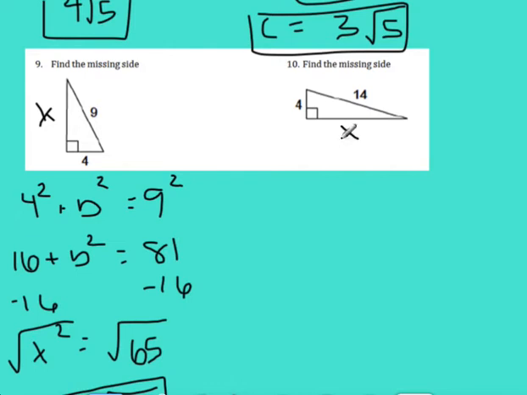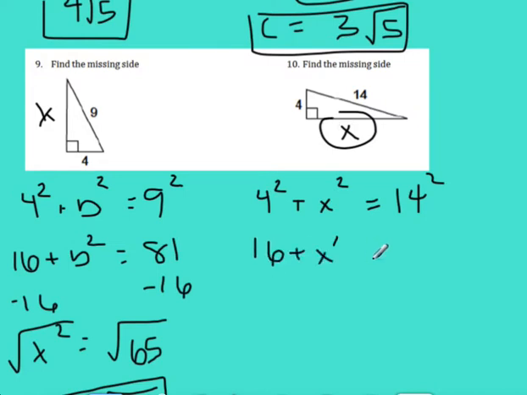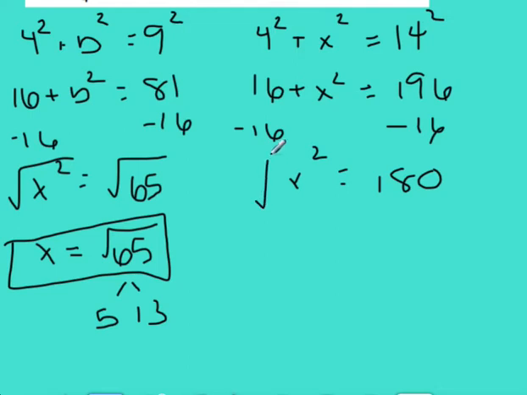Taking a look at this one, we're still missing that side. So then we're going to have 4 squared plus x squared or b squared. It doesn't matter what letter, you just need to know that this right here is a leg, so it needs to be on the side with the sum. So then I get 16 plus x squared is equal to 196. Then I'm going to subtract 16 from both sides, and I get x squared is equal to 180. So then I want to take the square root of each side, and I get x is equal to the square root of 180.